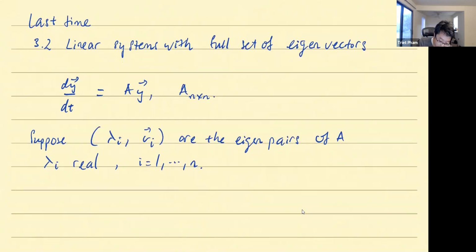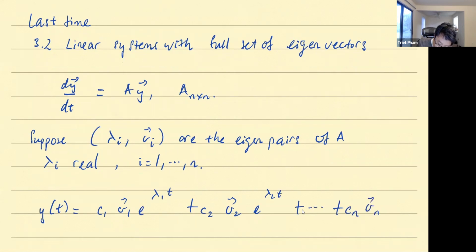So in this case, the general solution is C1 V1 e to the lambda 1 t, plus C2 V2 e to the lambda 2 t, all the way to Cn Vn e to the lambda n t. Like that. That's our solution. Any question on this?